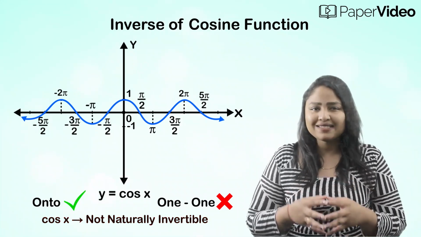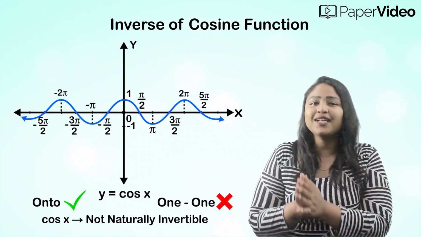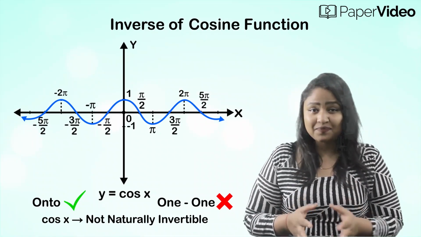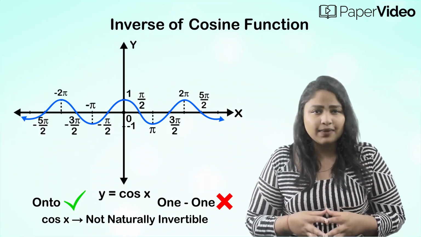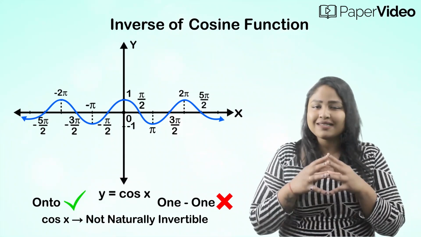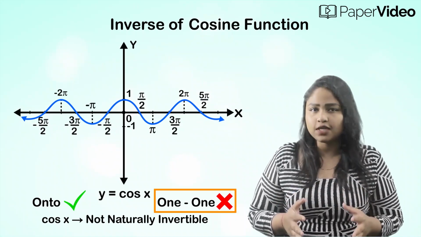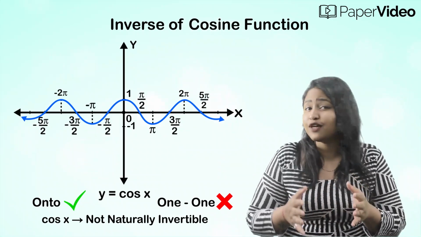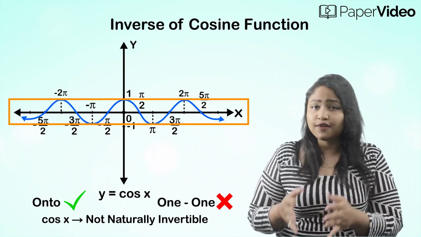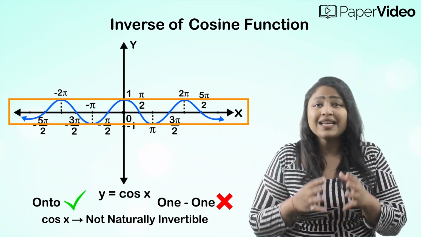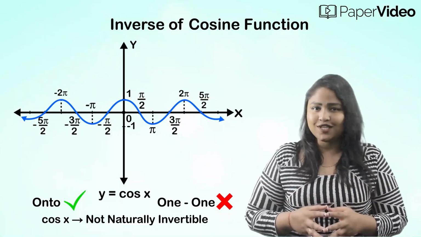So, how come we are studying inverse of cosine function when cosine function is not naturally invertible? Confused? Don't be. There is a method by which we can make cosine function invertible, and that is what we are going to discuss now. As of now, we know that cosine function is not naturally invertible because it is not a 1-1 function. So, we can make it invertible by making it a 1-1 function by restricting its domain, just like we did for the sine function. Let us understand how we can do this.